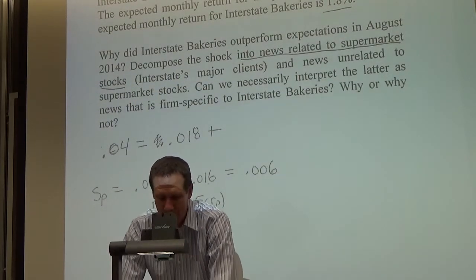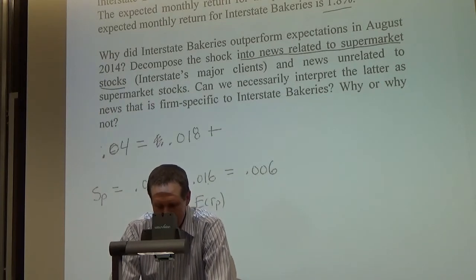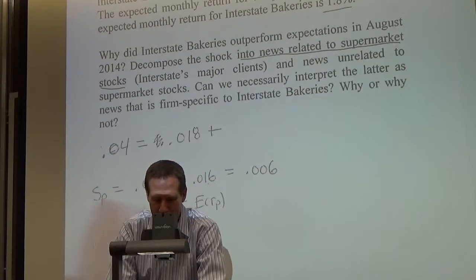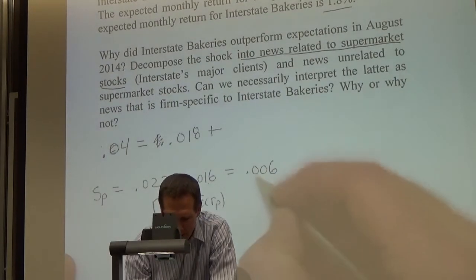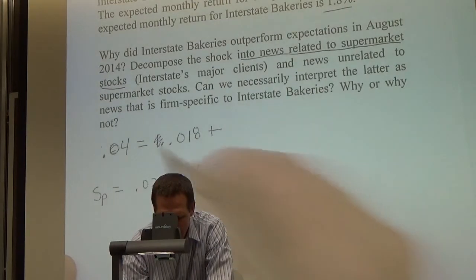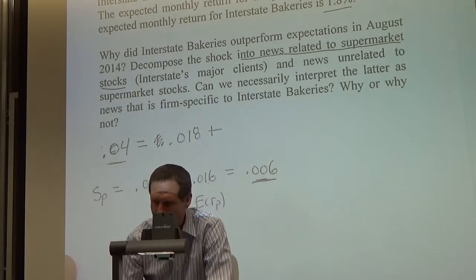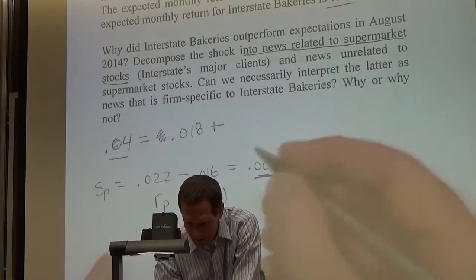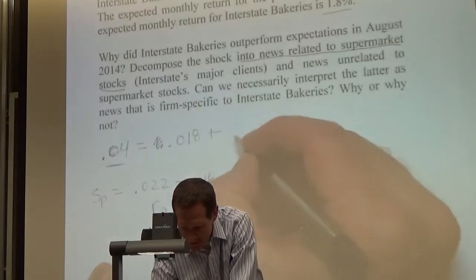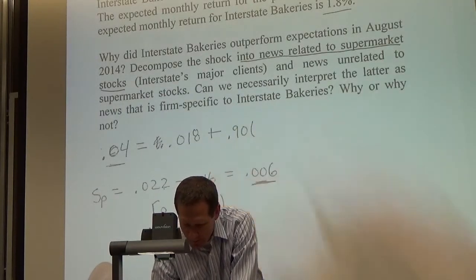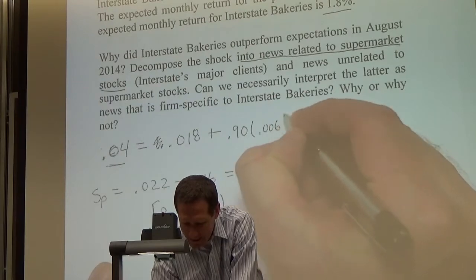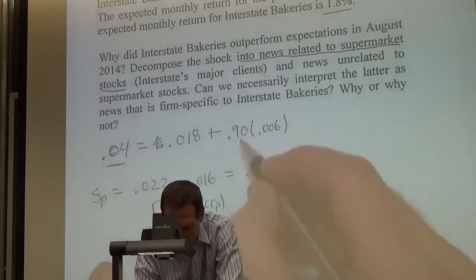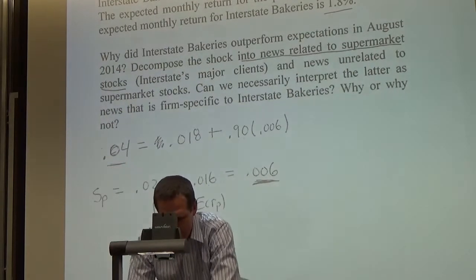You might expect that kind of news to also influence Interstate because Safeway and Walmart are clients of Interstate. How much did this shock influence Interstate Bakeries? How do we find that? Times it by the beta. Yep, the beta is 0.9, which is given in this example. We multiply it by 0.006. That's the influence that this good news to supermarket stocks has on Interstate Bakeries.